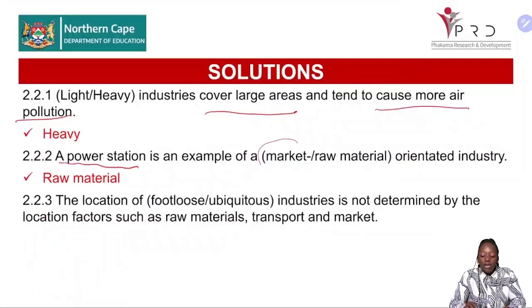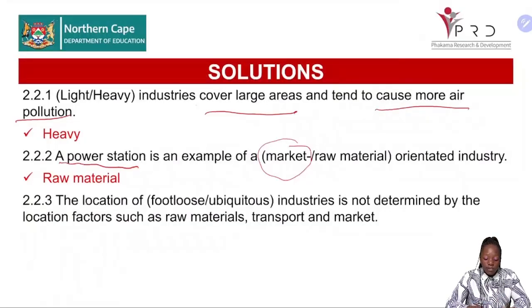You will remember that the market ones deal with goods that are perishable and are supposed to be closer to the consumers. So the raw material orientated, we are saying they are closer to the source of raw material, hence the power station. The power station is closer to the coal as a raw material so that it can be processed and reached fast.